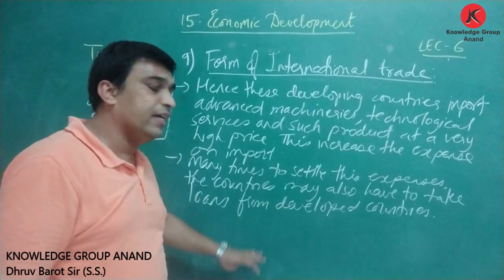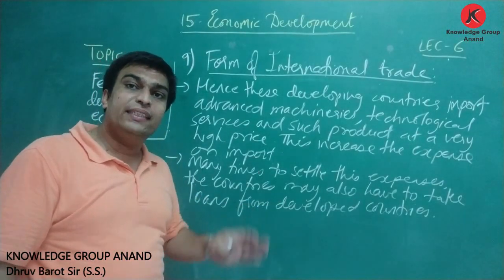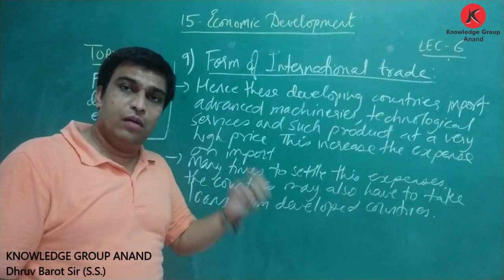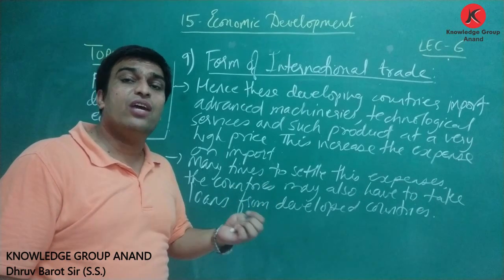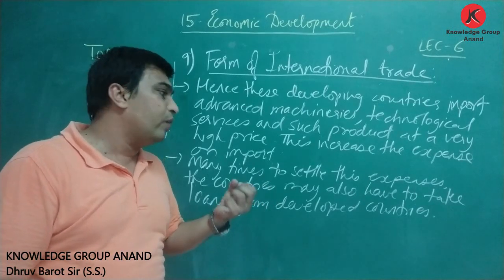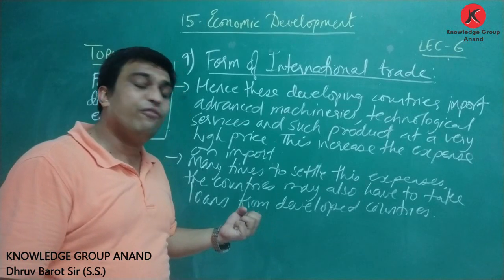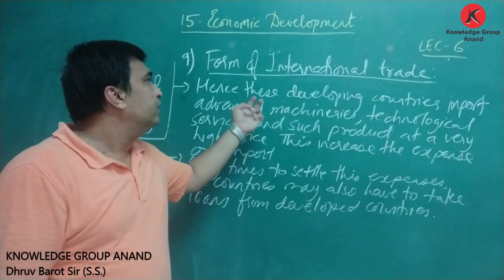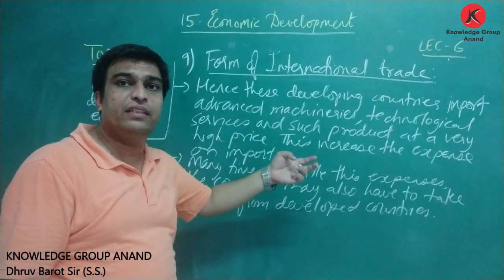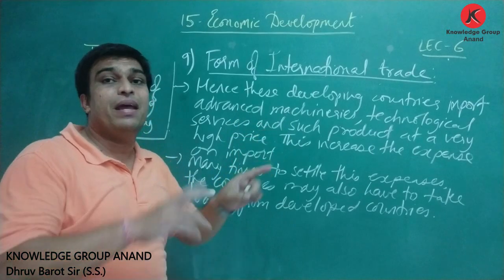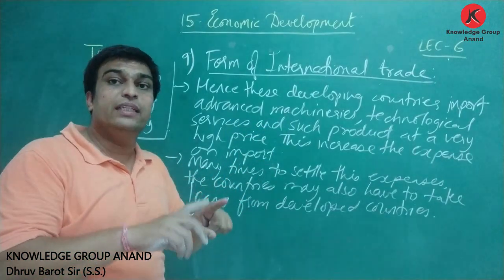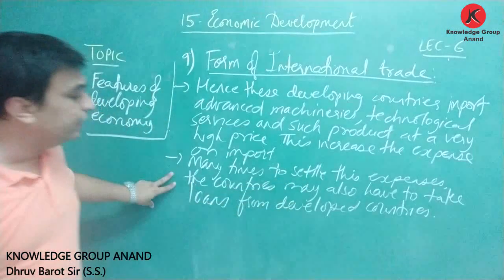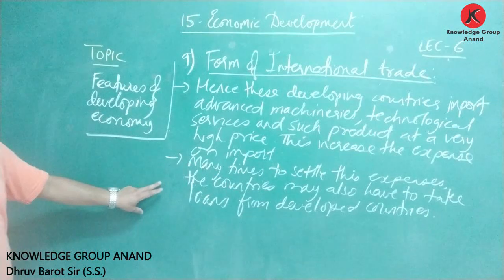Here friends, it is clearly said, as we learned, that these developing countries mainly export agro products, minerals, and farm products, which have very less demand and bring in a very small amount. And when they import such advanced machineries, technological services and other products at a very high price, the balance between import and export is not maintained, due to which, to settle this expense, they have to take loans from these developed countries.